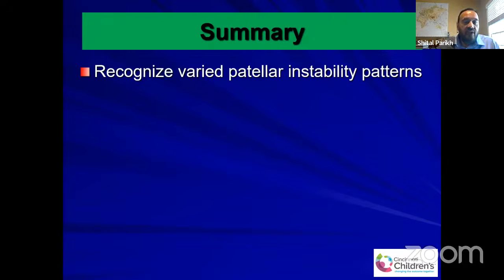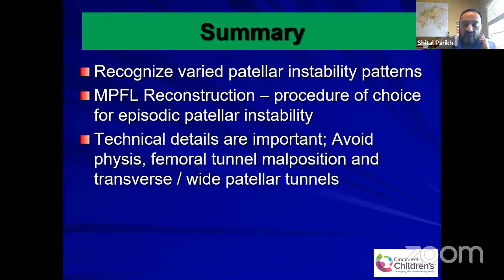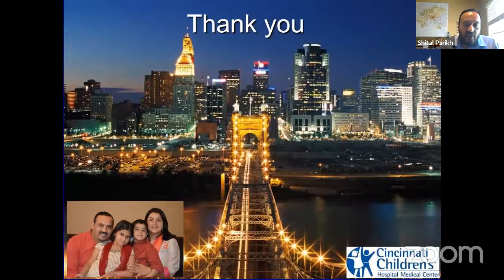Okay, so in summary, we looked at different patterns of instability. We looked at the procedure of choice for episodic dislocation, which was MPFL reconstruction. We looked at the technical details: how to avoid the physis, how to avoid femoral tunnel malposition, and how to avoid patellar fractures. We looked at quadricepsplasty, which is a procedure of choice for the more complex patterns of habitual and permanent dislocations in children. And I thank you for your time, and I'm happy to take any questions.